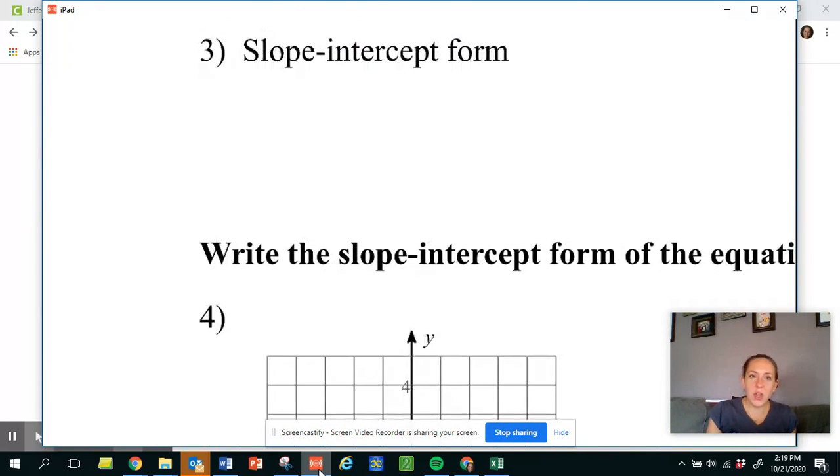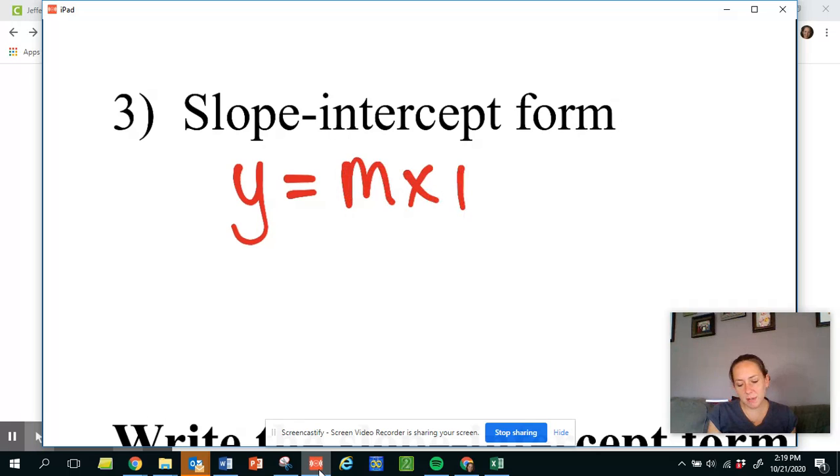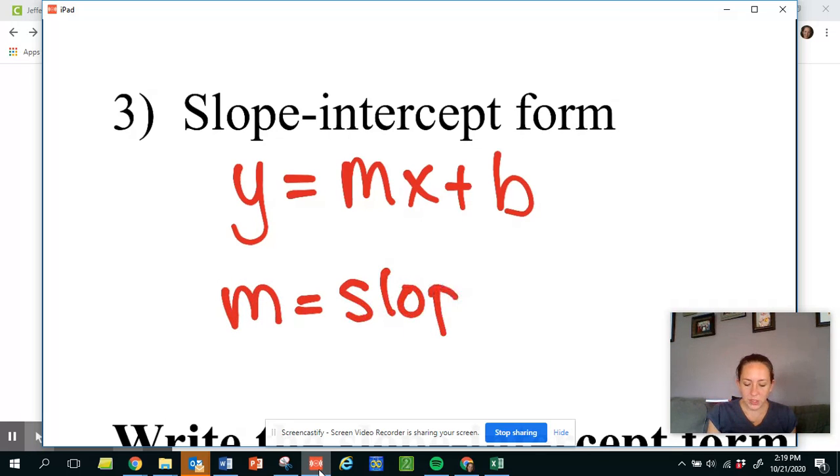Okay. So moving on to the new stuff, slope-intercept form. That is y equals mx plus b. You may or may not have heard of this before, probably have. So what that means, m is your slope. The slope will always be attached to x, but it is important that you know that slope is just a number. The x is not included in the slope.